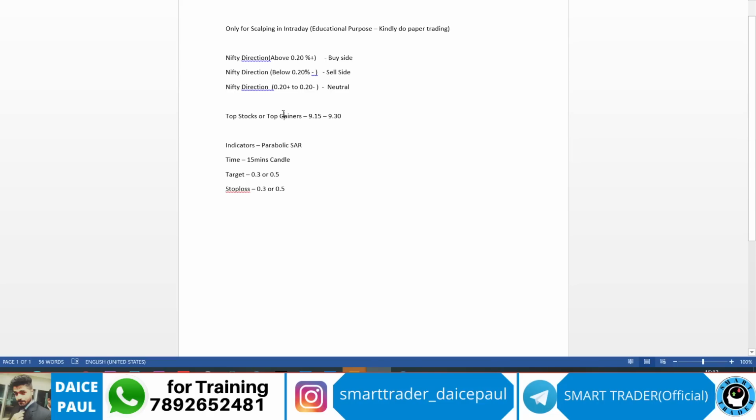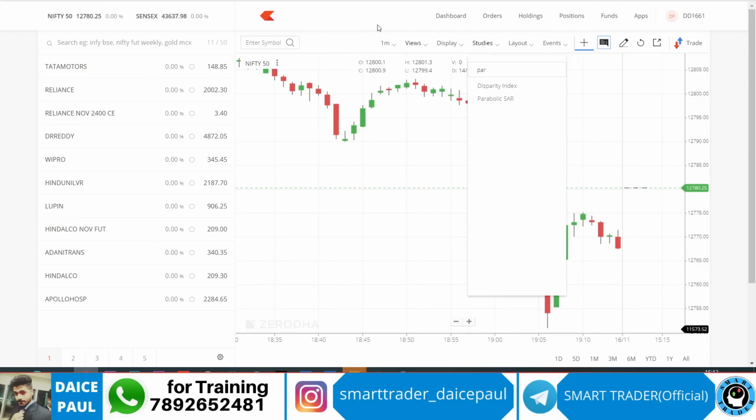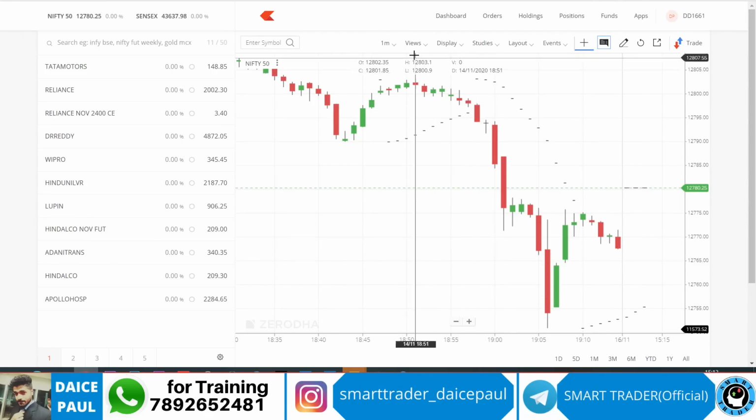So identify that stock, and once you identify it, you have to use a few parameters here. You have to use an indicator called Parabolic SAR, with a time frame of 15 minutes, and target and stop loss I'll just tell you. So let's quickly put it in. You can just search here for parabolic, PAR, and it will come up. So I'm adding it. You can put the time frame as 15 minutes.